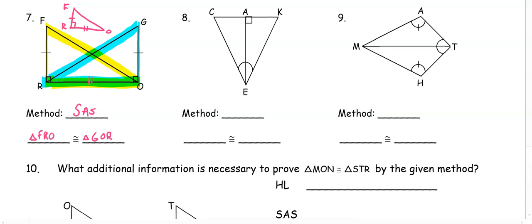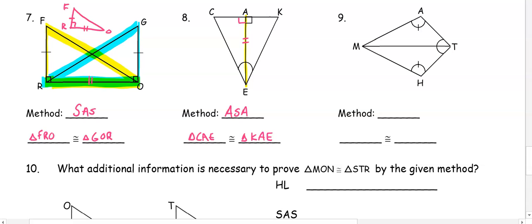In number 8, we have two angles that are marked congruent. We also have two right angles. So we now have two sets of congruent angles. Again, we have this shared side to use reflexive property. So we can mark that side congruent as well. In this case, we have two angles with the included side. So this is going to be angle, side, angle. Triangle CAE is congruent to triangle KAE.